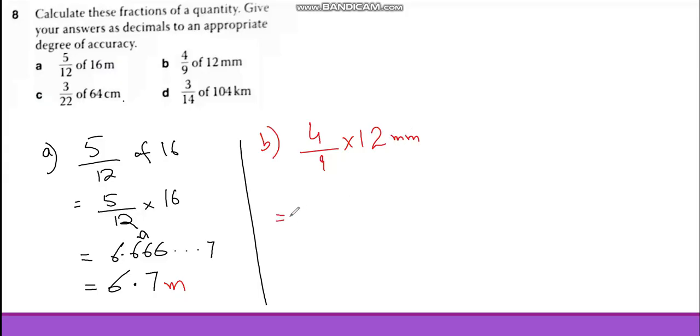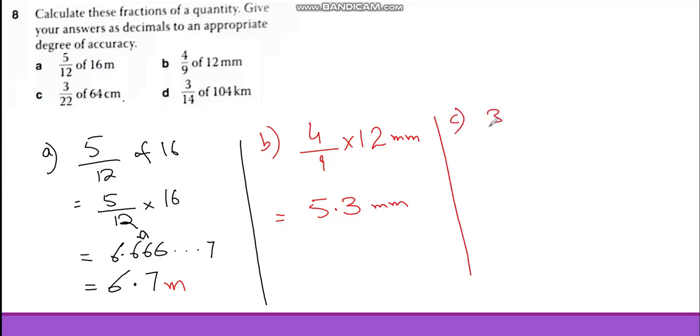So if we multiply using a calculator, it's 4 divided by 9 times 12. That is 5.333. As 3 is being repeated, we can just round to the first decimal place. That is 5.3 millimeters. Similarly, you can do the remaining parts.